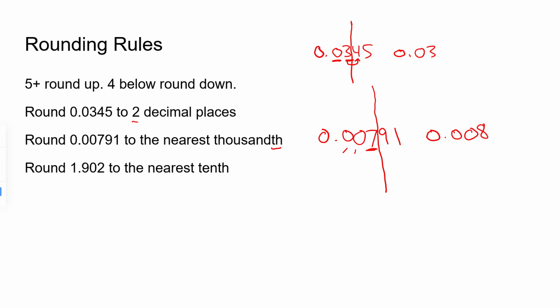Now this one is another one, so we have 1.902 and we're going to round to the nearest tenth. So this is the tenth place, which means we want to cut this off. So looking at the tenth place, we're going to look one digit to the right. This is a 0, so it's 4 or less. So we're going to just cut it off and not add anything to it. So our final answer would be 1.9.